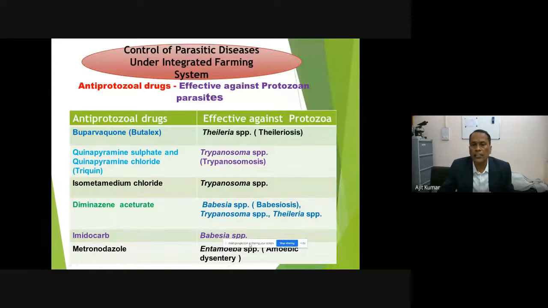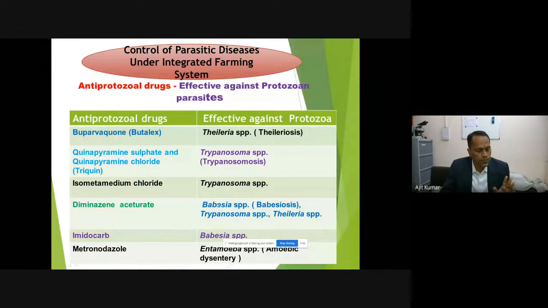Trypanosoma is also a hemoprotozoan parasite which causes surra, which is a prevalent disease in our country and also in other countries. Then Babesia. Babesia is also a hemoprotozoan parasite and the common symptom is red water disease, in which coffee colored urine comes from the infested host. The drug of choice for Babesia is diminazene aceturate.